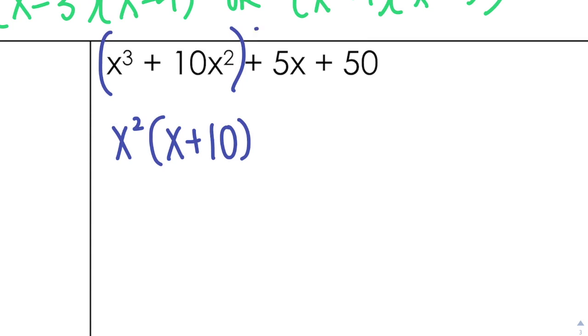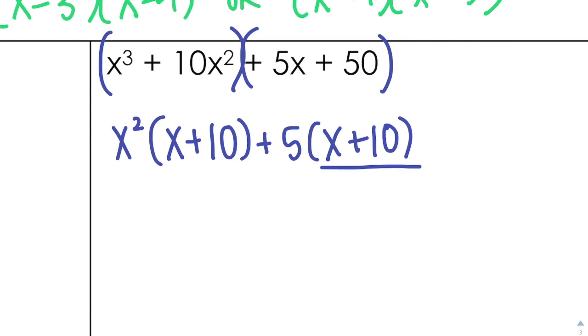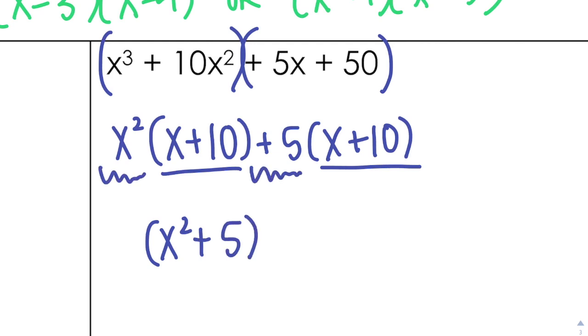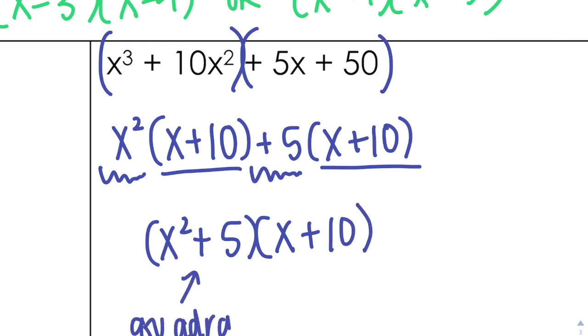And then look at the second half. 4 divided by 2 is 2, so I have 2 parts. What can I take out of the second half? A 5, and then I'm left with x plus 10. Notice I have the same thing here as I do right here. But I'm going to put my quadratic factor first, because highest exponent first. So x squared plus 5 times x plus 10. Quadratic, linear.